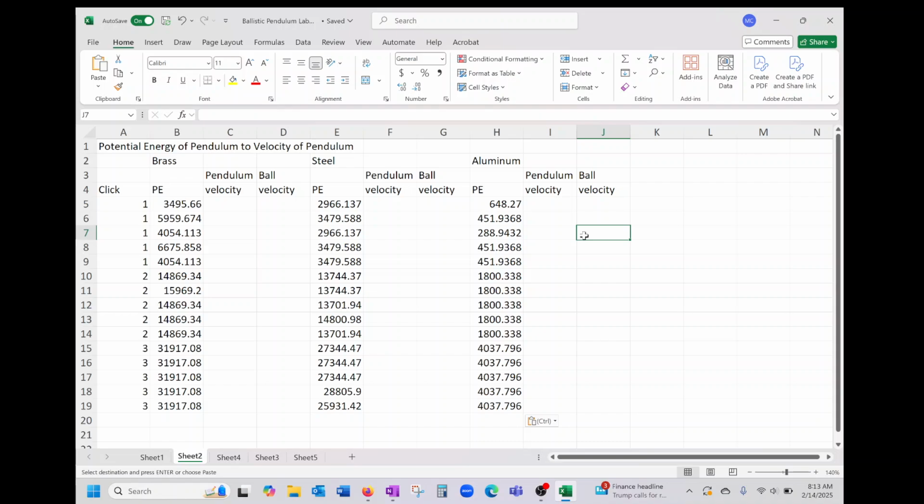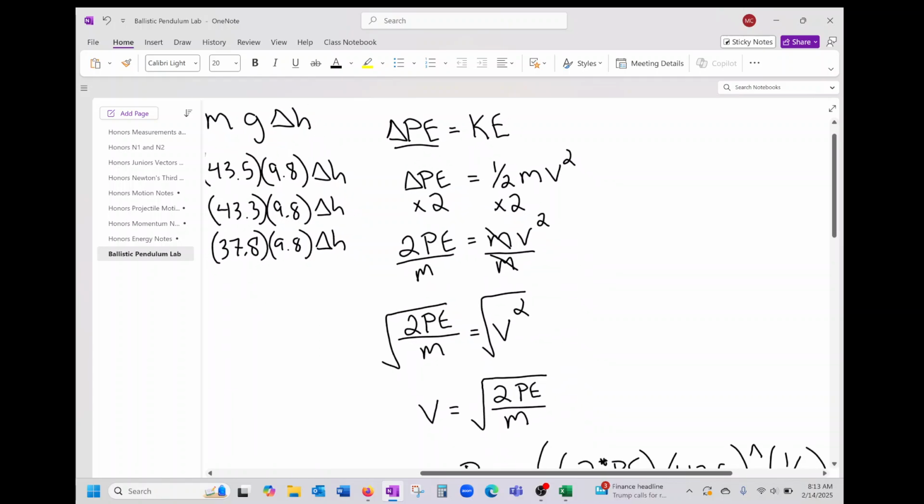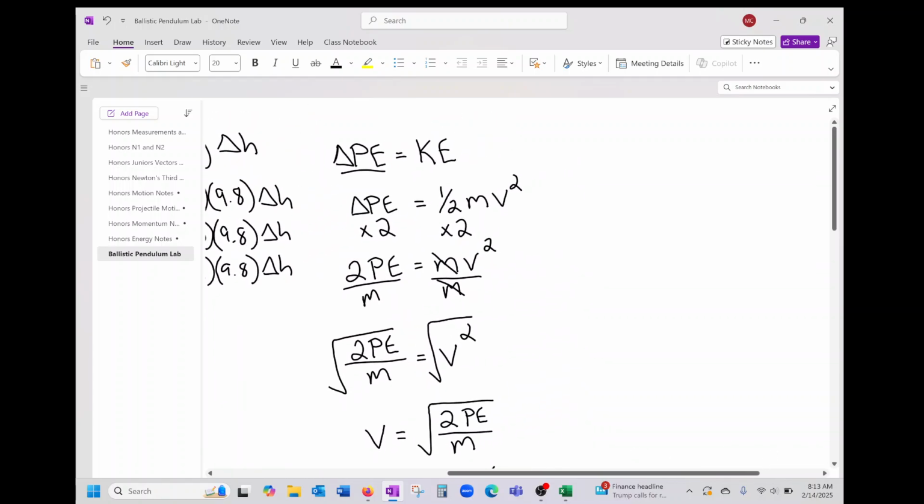This is going to be the velocity that the pendulum had after it caught the ball. The equation we're going to want to use for that is this one right here. The conservation of energy statement is that the potential energy that the pendulum gains is equal to the kinetic energy that it started with. We already have the potential energy numbers, so we'll just leave that as PE, and that's going to equal 1/2 mv squared. The mass here is the mass of the pendulum and the ball, and we want to solve for velocity.